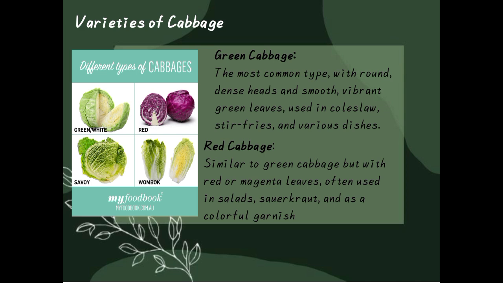Varieties of cabbage. There are 4 varieties of cabbage. First is the green cabbage, the most common type, with round, dense head and smooth, vibrant green leaves used in coleslaw, stir fries, and various dishes. Next is the red cabbage, similar to green cabbage but with red or magenta leaves, often used in salad, sauerkraut, and as a colorful garnish.